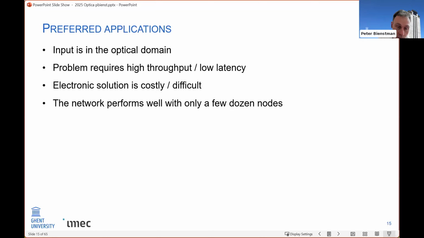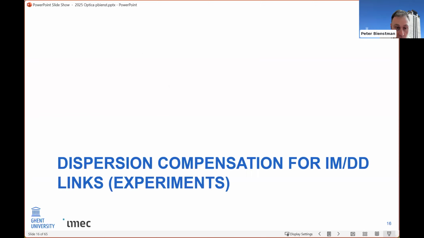And also, as already mentioned, this thing will not scale to a very large number of nodes because of the footprint issues and loss issues. So we're looking for applications that can have really interesting performance with a very limited set of nodes. So we're talking 10, 20, 30 nodes. One logical application where we ended up with is telecommunications, basically, because what we're trying to do here is use this reservoir approach to do dispersion compensation for different types of links. And I will briefly take you through a couple of these examples here.